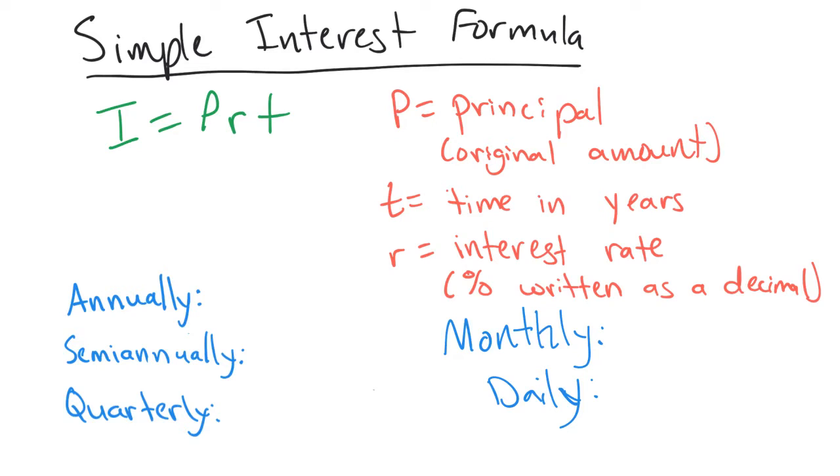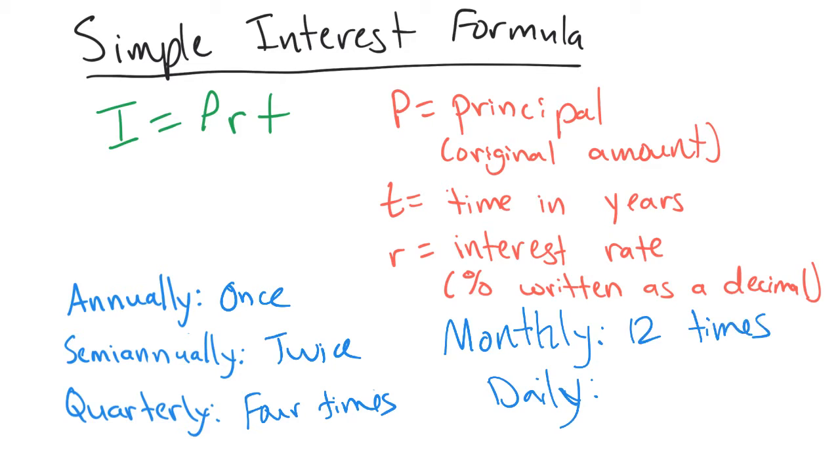Now, of course, this section we're going to do a little bit trickier. Real quick, let's define some words. If it's annually, that would be once per year. If it's semi-annually, it's twice per year. If it's quarterly, it's 4 times. Monthly, it's going to be 12 times. And if it's daily, it's 365 times per year, right?